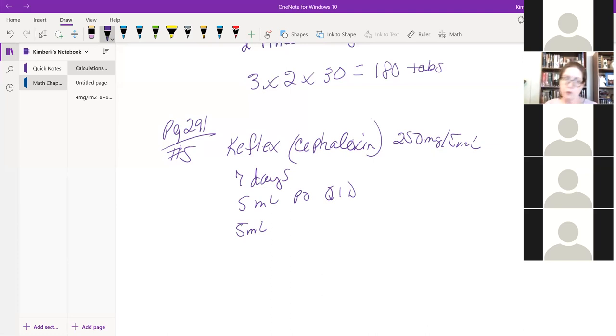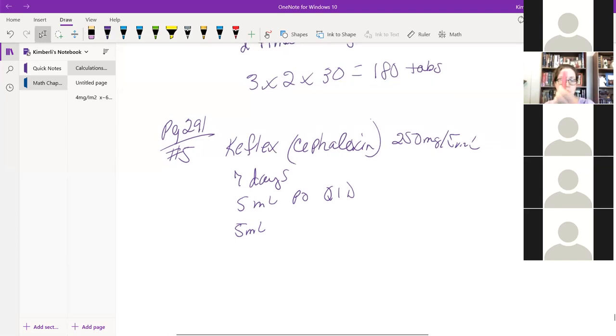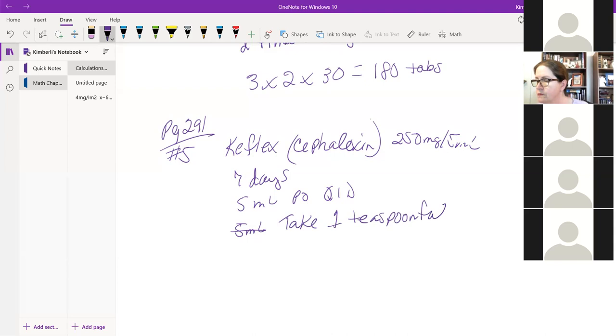Now, if you're going to give the patient one of these dosing spoons, then you can say 5 mL. If they're at home and they don't have that type of dosing spoon, they don't have anything to measure milliliters, you're going to put take or give 1 teaspoonful by mouth 4 times a day.